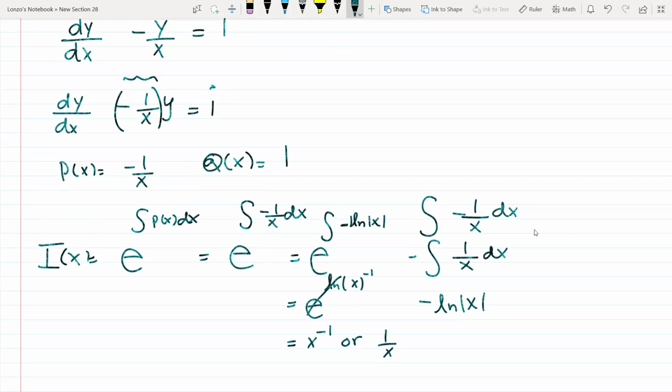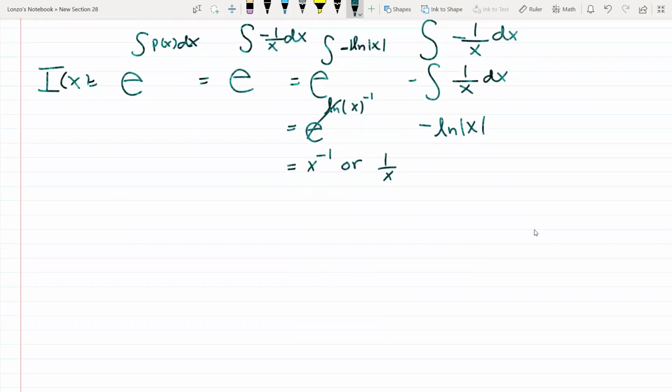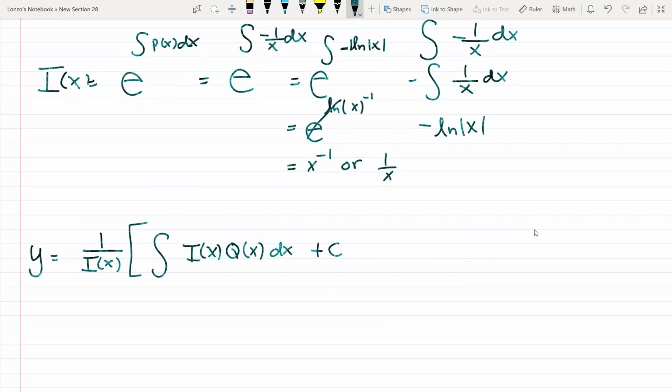Now let's start writing out our equation. Our equation is going to be y equals 1 over your integrating factor, bracket, integration of I of x times q of x dx plus c, bracket. So I think we have everything, and we can just start writing it out. It's going to be y equals 1 over I of x, which we said was x to the negative 1.